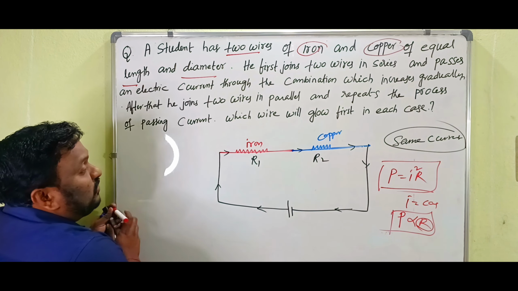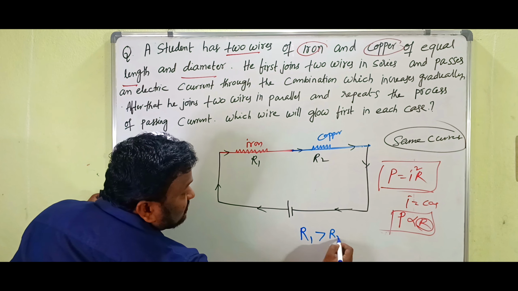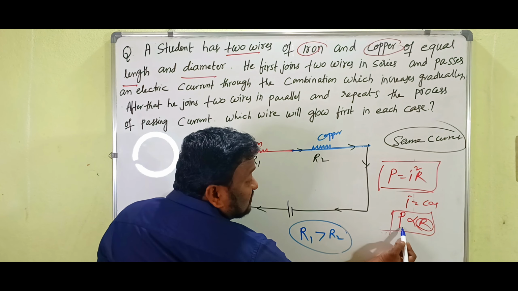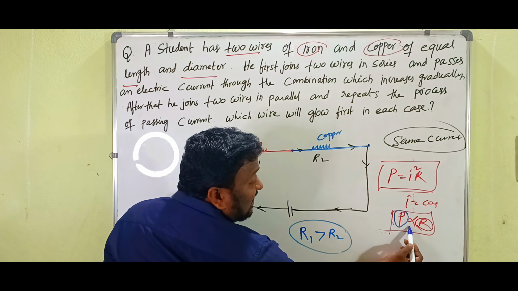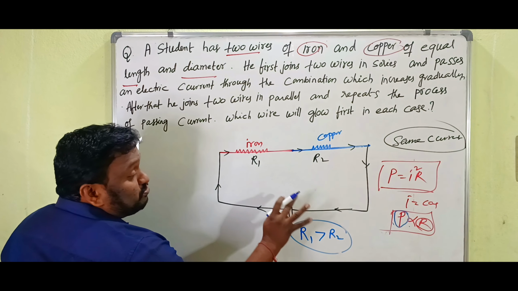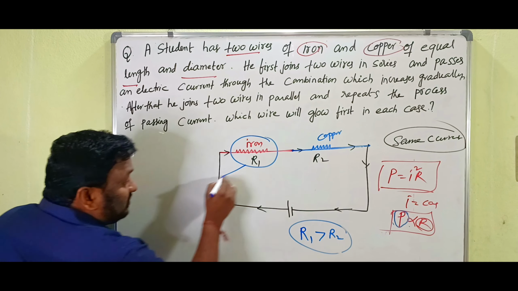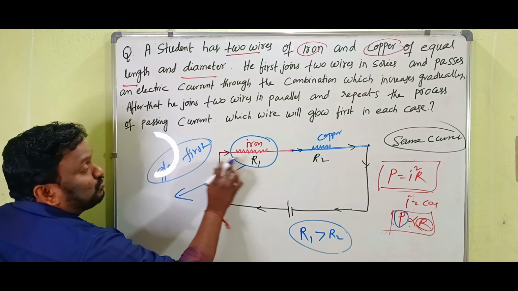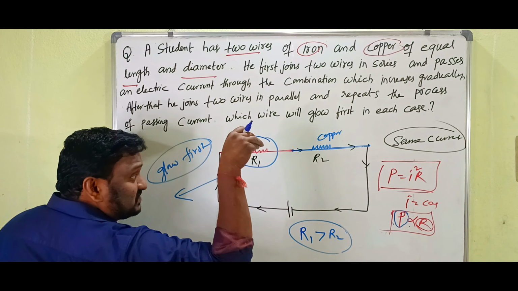Already we know that the resistance of iron is greater than the resistance of copper. R1 is greater than R2. According to this condition, the heat loss or power dissipated is directly proportional to the resistance. That's why the wire which has more resistance glows first. Among iron and copper, iron is going to glow first, because it has more resistance. Clear, children? So this is in case of series combination only.